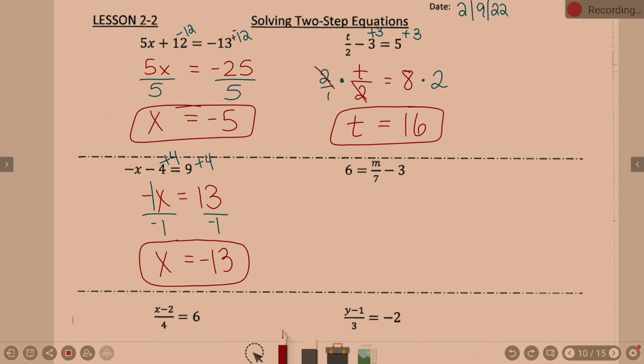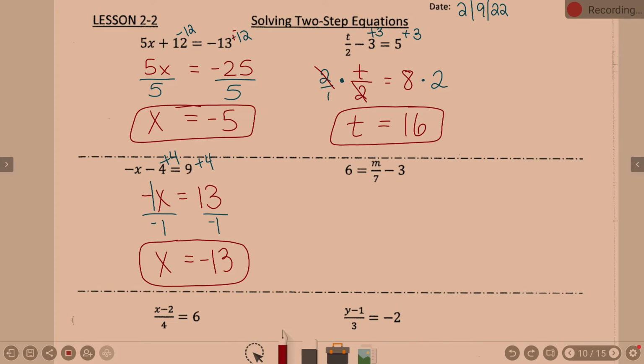Okay, as we look at this next problem, 6 equals m over 7 minus 3. How do you feel about this equation? Stupid. I mean, just being honest. Okay, what's stupid about it? The m always makes me mad. How can I make this problem a little less stupid then? Can't you switch it around? Can you switch it around if your reason for being stupid is that you don't like the m on the right side?